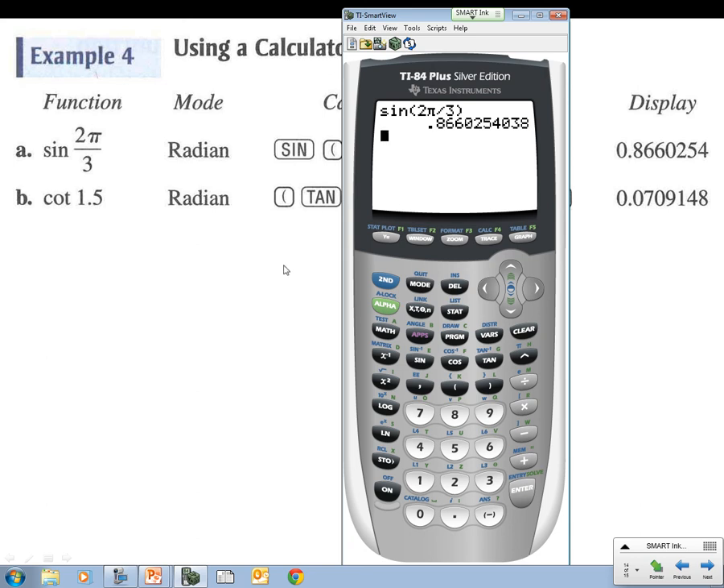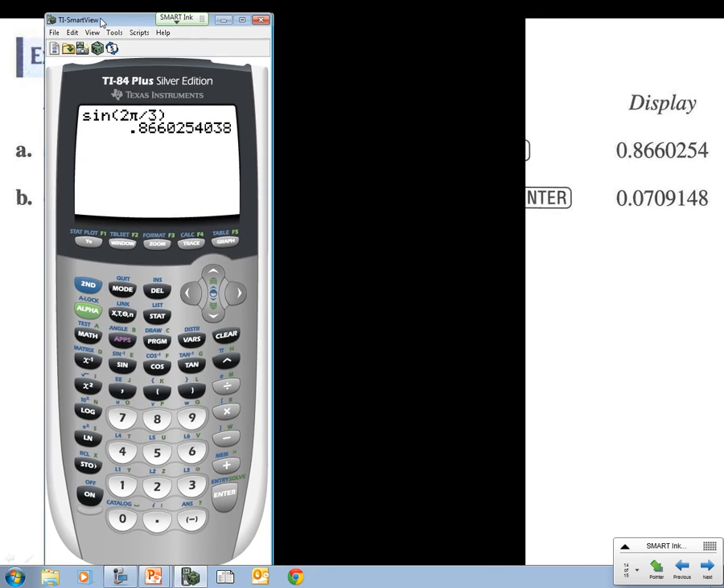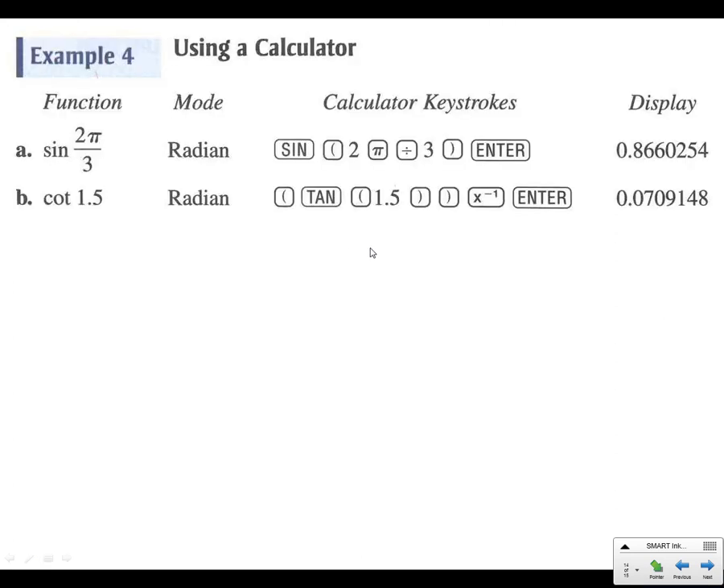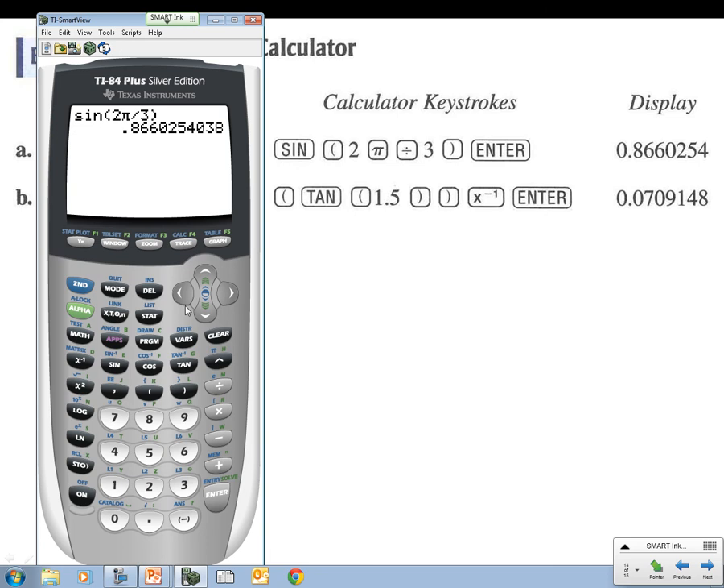We can do the cotangent of 1.5. Cotangent is a little tricky. Let me move this so we can see it. Cotangent is the flip of tangent. So we're going to do tangent and then flip it over. Flipping it over is the same as saying to the -1. So let's do tangent of 1.5. And that's 14, but we want to do the reciprocal of that, 1 over that, and so we get 0.0709, which is the same as given here.